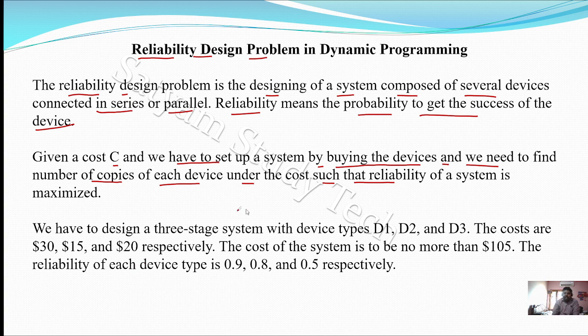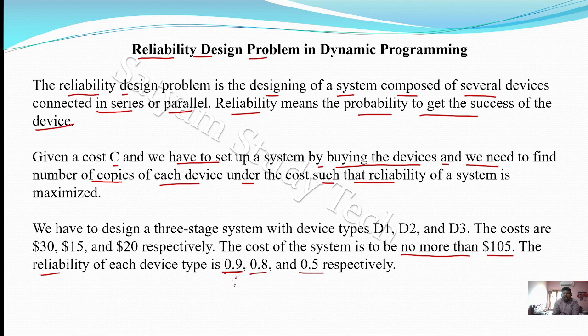Here the cost of the system is to be not more than $105. So $105 is given, then you can build a system. That system requires three devices, D1, D2, D3. Here reliability is also given. The working reliability of device D1 is 0.9, here it is 0.8, here it is 0.5.